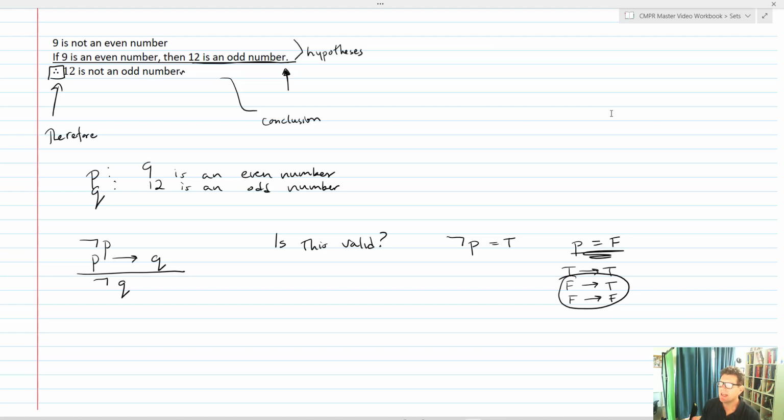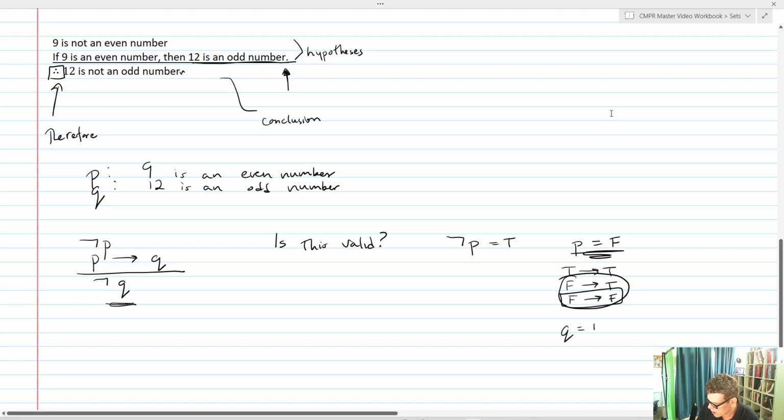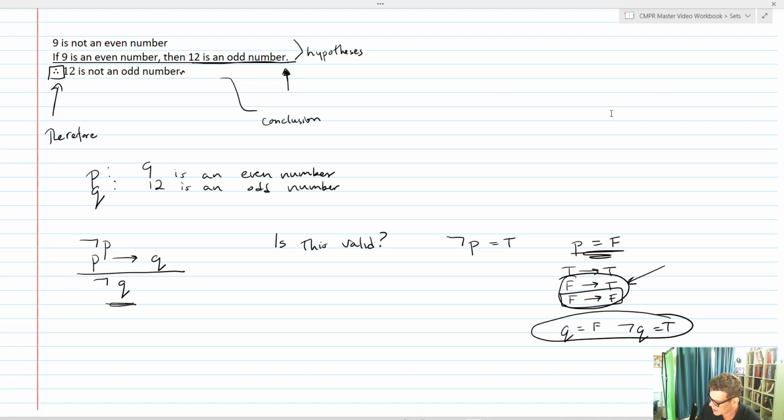Well, now, does that mean that not Q, because that's our conclusion, not Q must be true? Well, no. I mean, if we have this false implies false, okay, then Q equals false, so not Q ends up equaling true. That's one option. But then we have the other option, which is false implies true. And in this case, Q equals true, but then that means that not Q equals false.